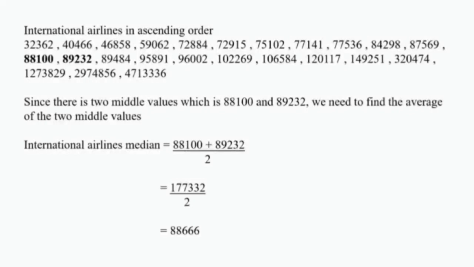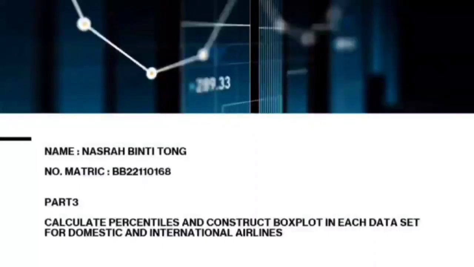Next, for the international airlines median, since there are two middle values, which are 88,100 and 89,232, we will need to add the two numbers and divide by 2, and we will get the answer, which is 88,666. And for this data set, we have no mode. So that's all from me. Thank you. Now, I will continue to question part 3.